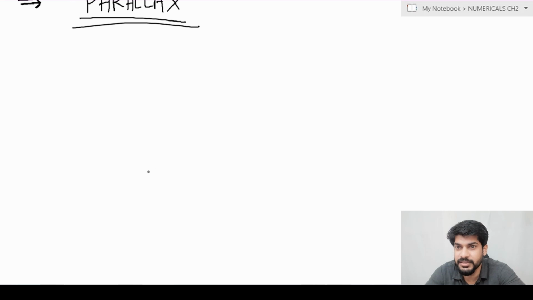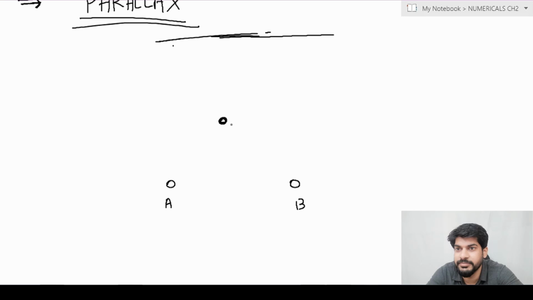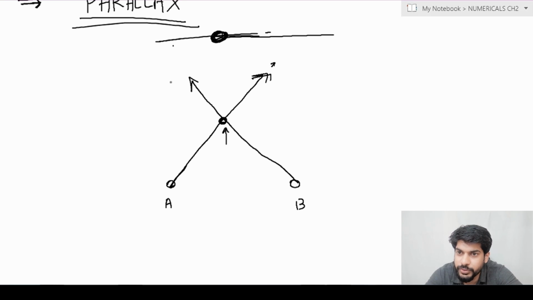What I mean by this is, suppose these are the 2 points of observation A and B. Let's say you are observing from here and here. For example, here is a nearby object and here is something distant, a background. So when you observe from this side, you will see the position of this object in this direction. Let's assume that there is some distant object over here. If you observe it from here, you will find the position of this object in this direction. If you observe from this side, you will find it like this.